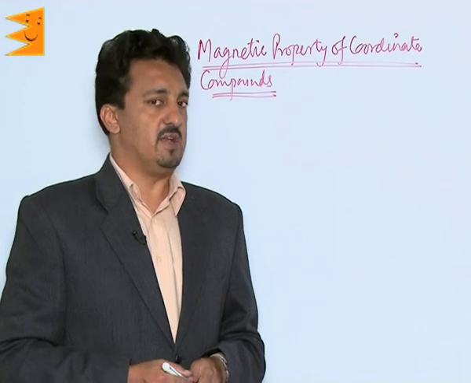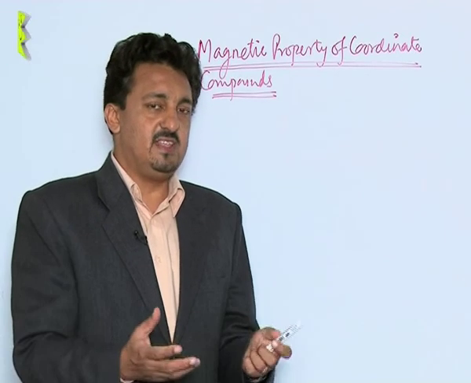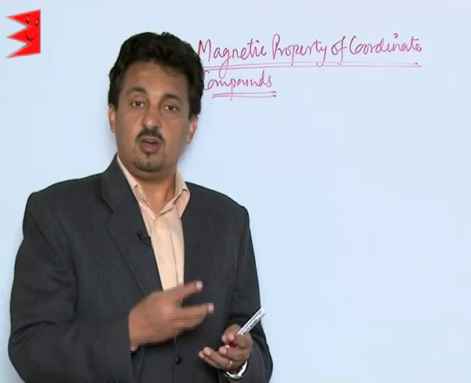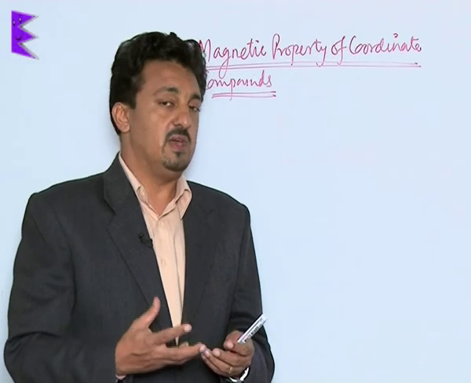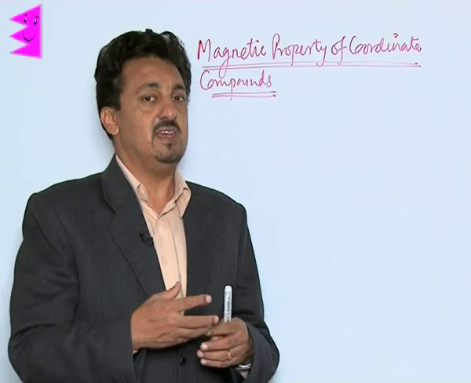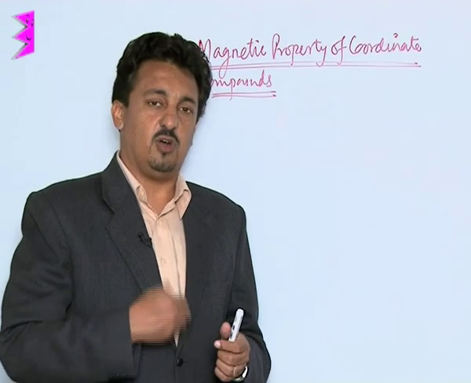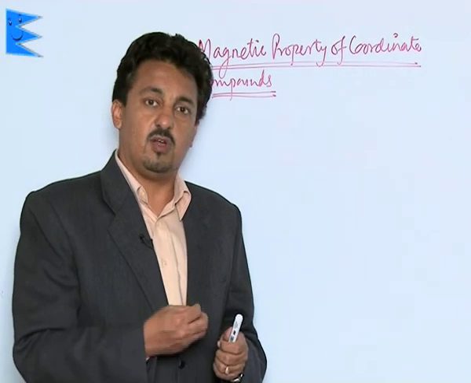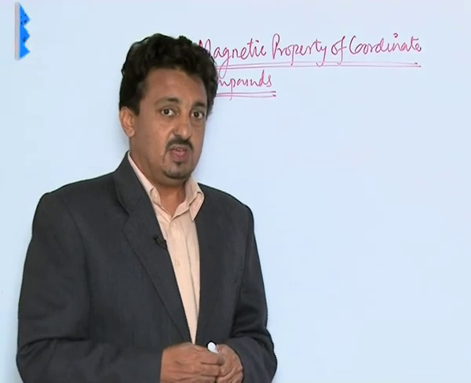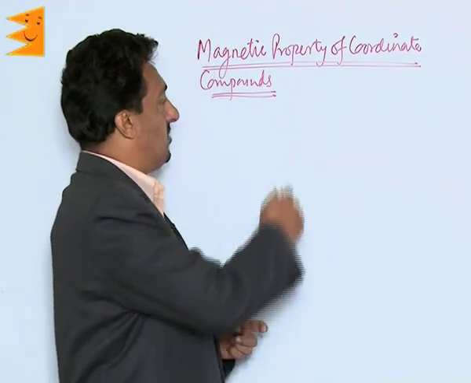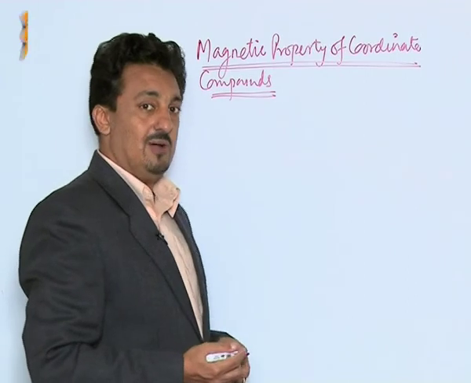Magnetic property of coordinate compounds. As we have seen in the VBT, valence bond theory, that VBT is completely based on the observations and the results obtained, or the experimental data obtained from the magnetic behavior of these compounds, and on the basis of that they predict the structure or the formation or the type of the hybridization involved in a particular coordinate compound.